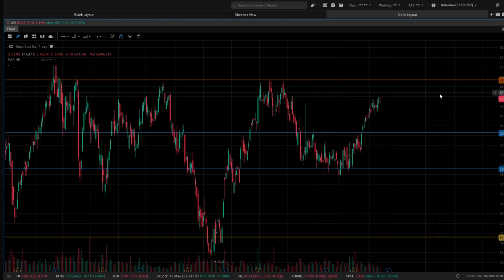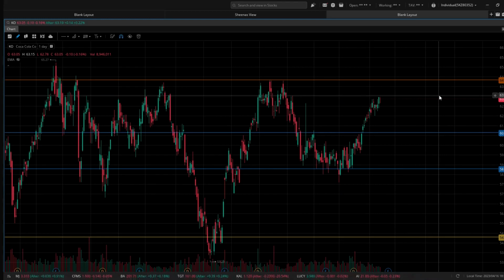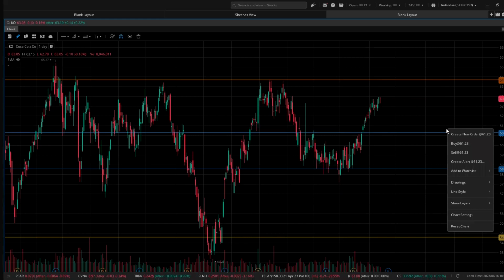Now, you don't have to look at these charts all day and wait to see when the price is going to hit there. You can always set an alert. So here's another little tip for you guys for Webull. You want to right click on the chart and you see you have options. You can actually buy from this. You can choose your drawings from here. You can create a new order, and you can also create an alert.